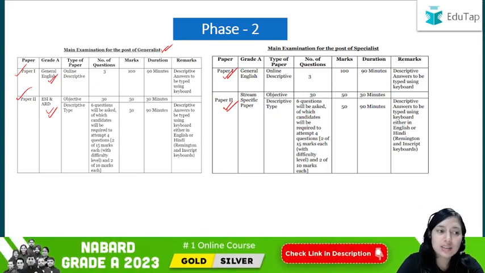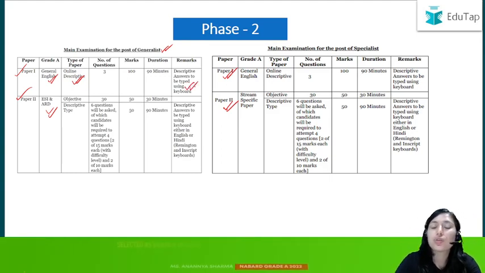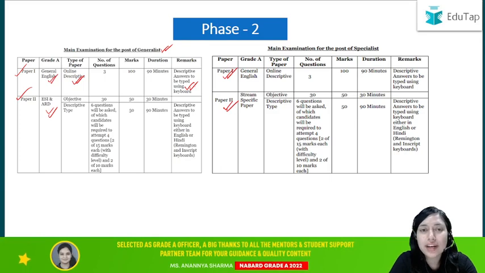Now if we see paper 1, paper 1 is general English, online descriptive. Now what is the meaning of descriptive? Basically here you have to type the answer. You have to type the answer using the keyboard. Whatever system is provided to you in the examination center, you have to type the answer, and these will be descriptive type of questions where you have to write descriptive answers, right? You have to type the descriptive answers through the keyboard.